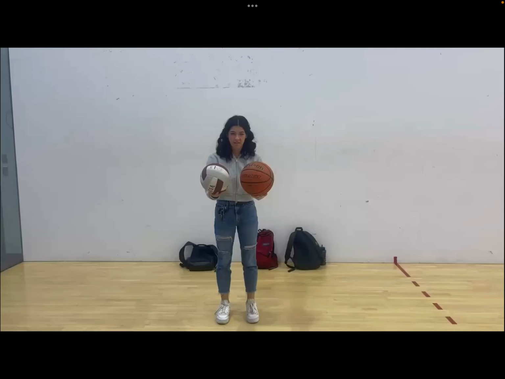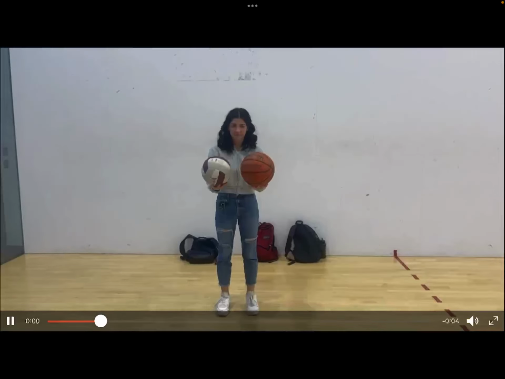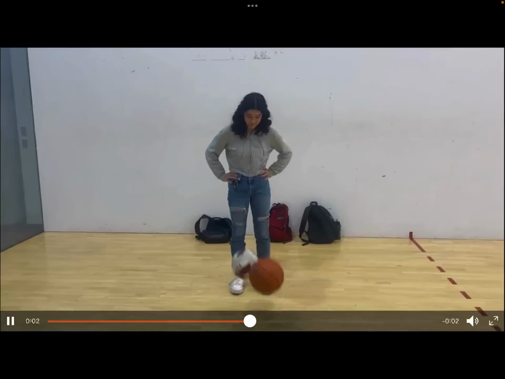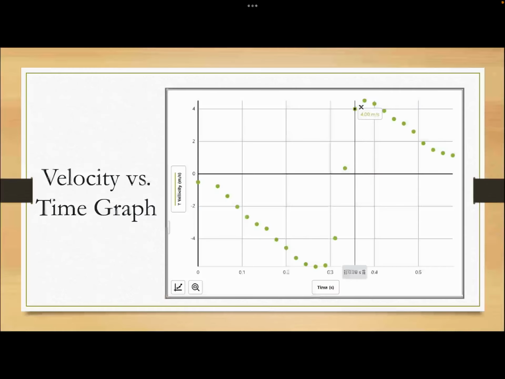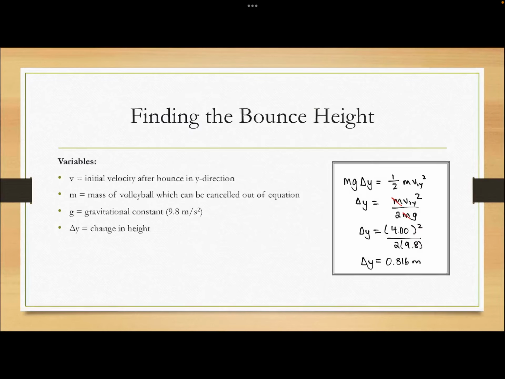Here's the video of the volleyball bouncing. Here's the velocity versus time graph. As you can see, after plotting the graph, we found that the initial velocity right after the bounce was 4.00 meters per second. So what we did with this was we found the bounce height.